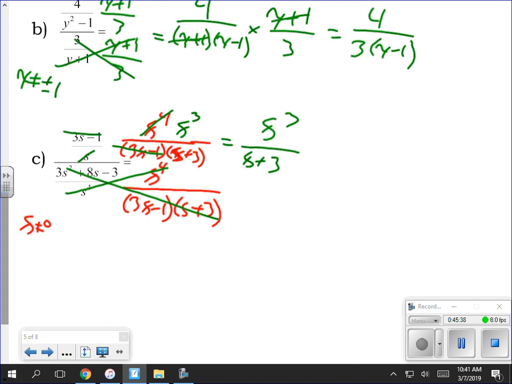And s can't be 0, s can't be negative 3, and s can't be 1/3 because I can't have 0. I cannot have 0 here. I cannot have 0 here. I cannot have 0 there. The only place I'm allowed to have 0 is in the very tippy top. Nothing else can be 0 at any time. Okay? Thus endeth the lesson.